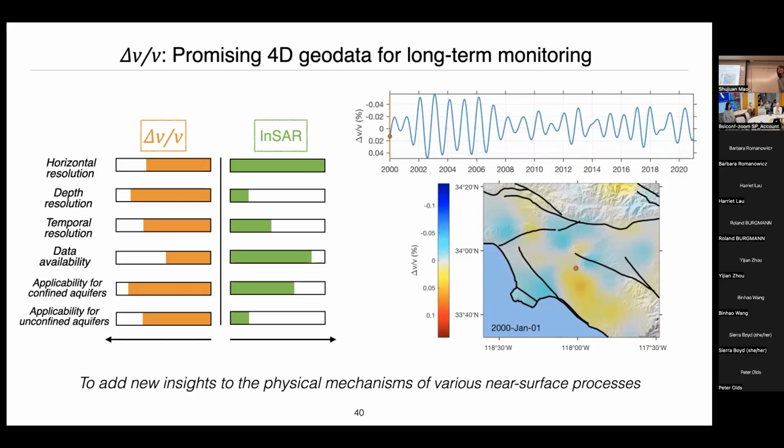Your last application is for unconfined aquifers. The unconfined aquifers, as you said, show little delta V over V, right? Yes. Okay, so how do you apply this technique to the unconfined aquifer?